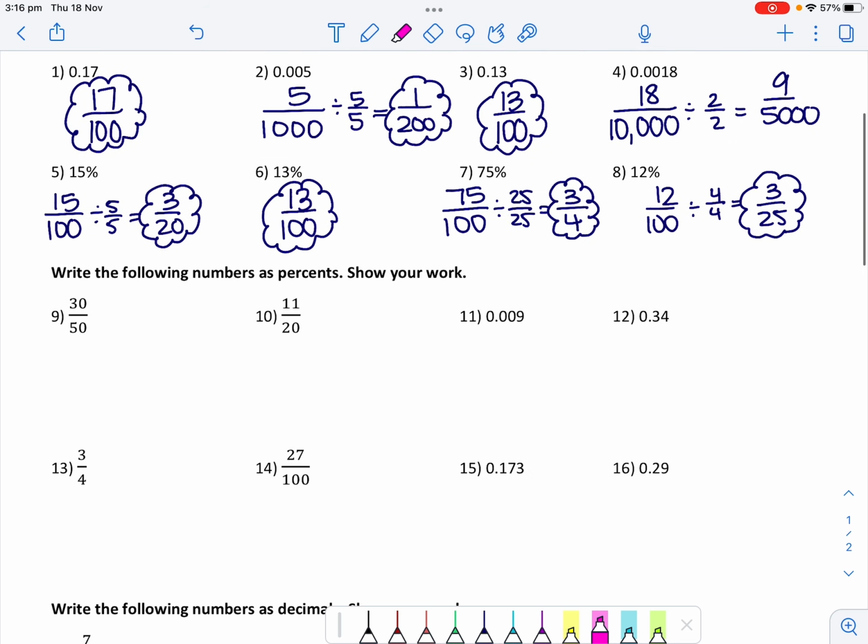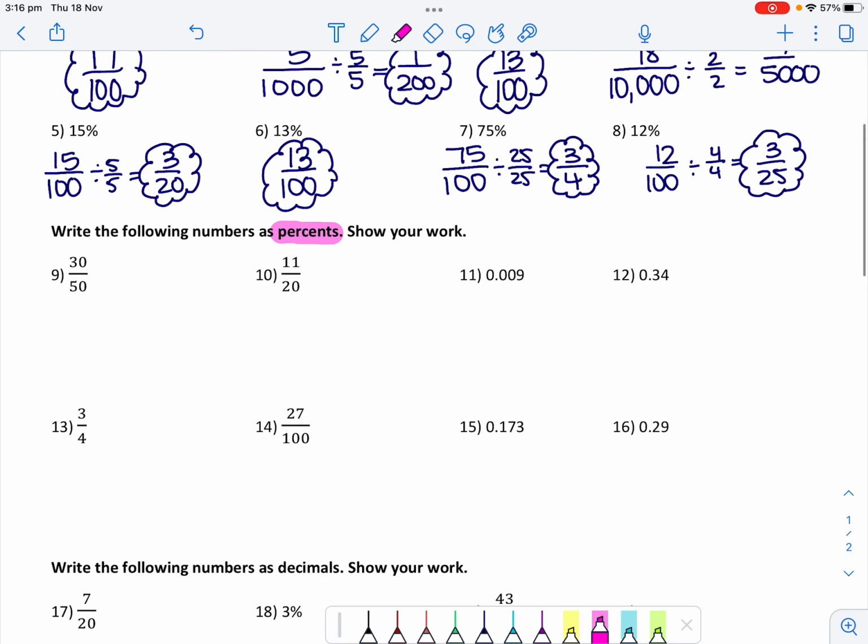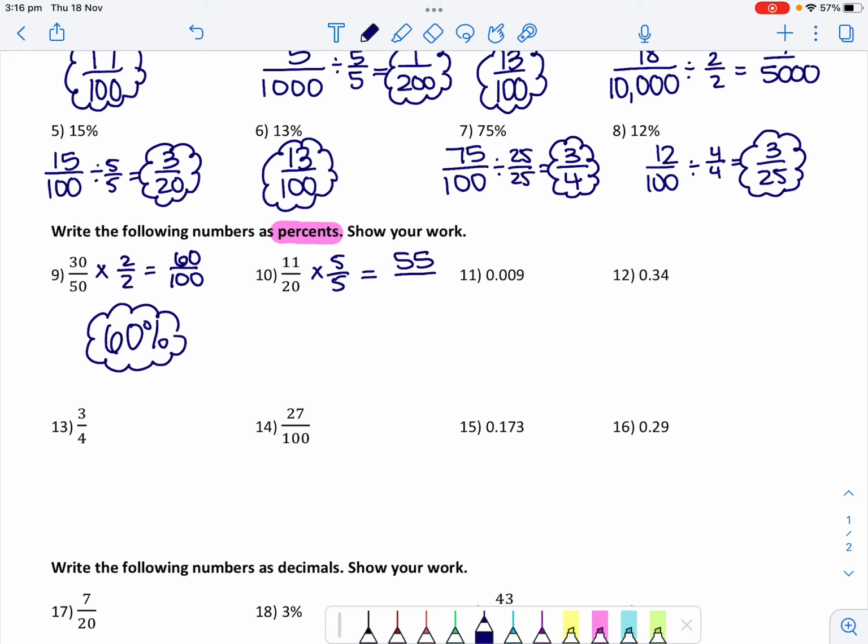The next section says write the following numbers as percents. So again, I'm going to remember that percents are out of 100. So for this first one, I'm going to multiply by 2 over 2. And I get 60 over 100, which is 60%. For 11 over 20, I'm going to multiply by 5 over 5, and I get 55 over 100, which is 55%.